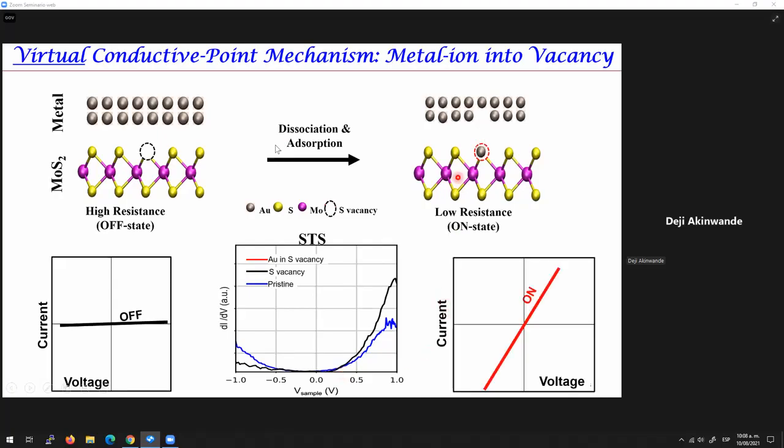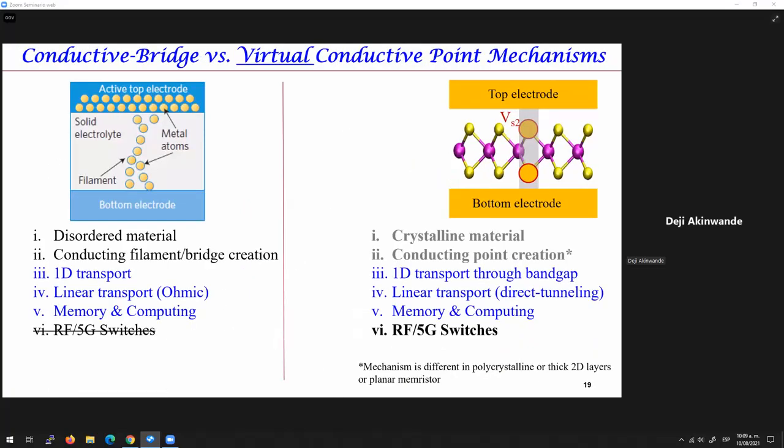Now, as you apply the high field due to electrochemistry, you have this metal ion then absorbed into this vacancy. Then the IV curve shows a conductive state. And then when you do the STS, which is a measure of the density of states, you see that you have a finite density of states that reveals that this is now a conducting point. That local point is now conductive. So we call this the virtual conductive point mechanism, which is slightly different from the physical conductive point mechanism in some other emergent memory. And this difference is illustrated here.